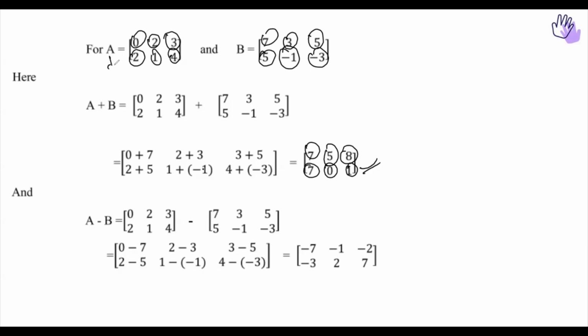So it's important to observe A is 3 by 3 and B is also 3 by 3. That is the reason we are able to add it. If there are different orders, we will not be able to add. Similarly, this is A plus B. A minus B is also similar.